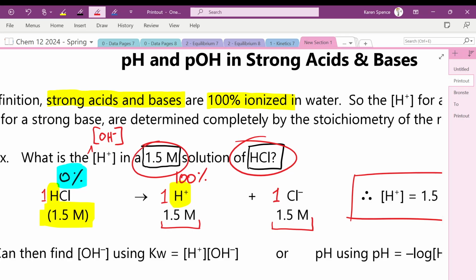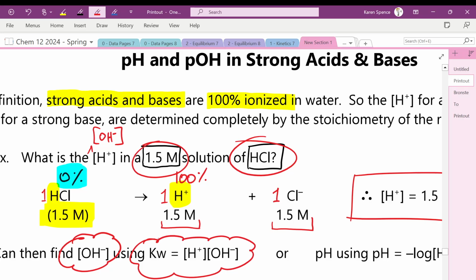Except that this all takes place in aqueous solution. So who is always present? Water. And what does water do? It auto-ionizes, dissociates into H plus and OH minus. Not very much, but there's always going to be at least a little bit of OH minus, even if you have some H plus. So you could find OH minus using one of our tools in our toolkit that we've learned in the last couple days. You can find OH minus using Kw equals H plus times OH minus.